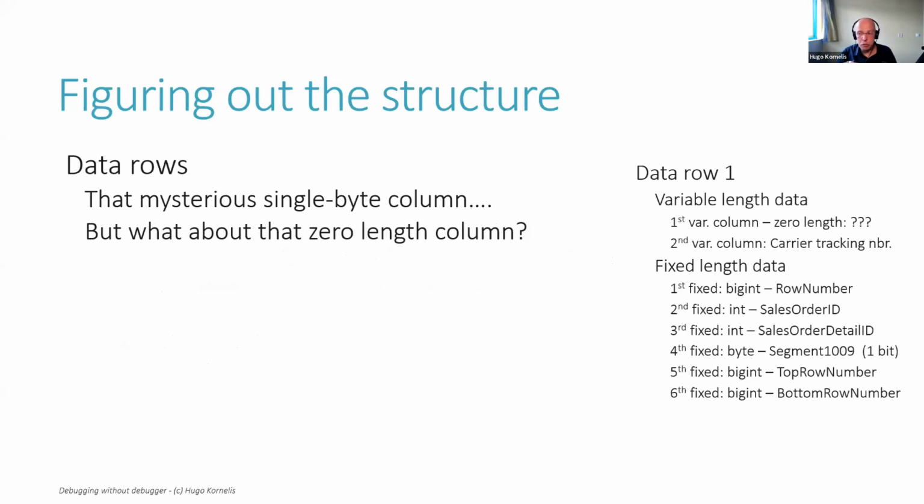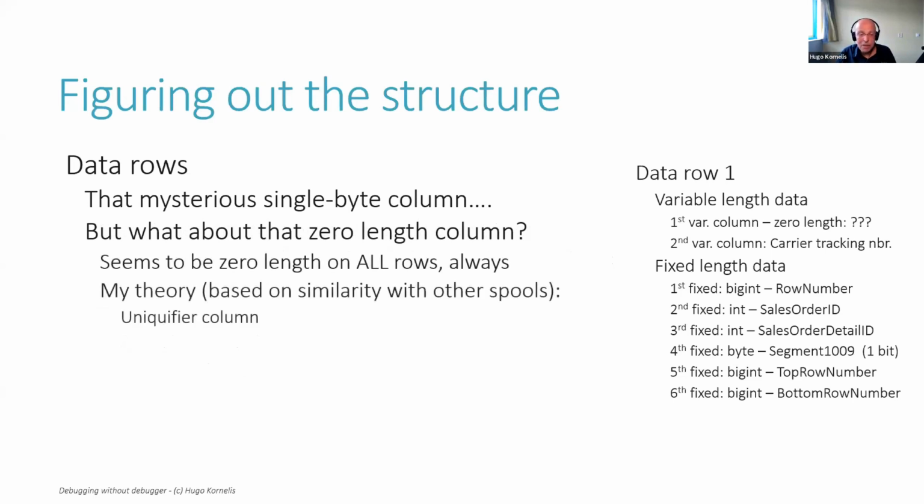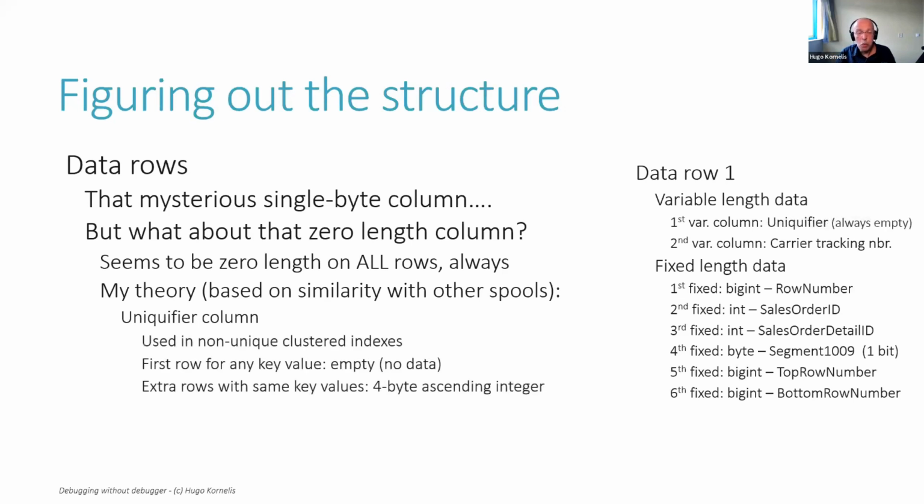And what does SQL Server do with a non-unique clustered index? I forgot to tell you this, but I looked at a bunch of rows and it was zero on all rows. I couldn't find a single row where it had data. So my theory, because it is a non-unique clustered index, is that SQL Server has a uniqueifier column. There's always a uniqueifier column in every non-unique clustered index that is used to make duplicate entries unique. So the uniqueifier column is always empty for the first row for any value. And then if there are more rows with the same values, then the uniqueifier column gets used and is populated with a 4-byte ascending integer.